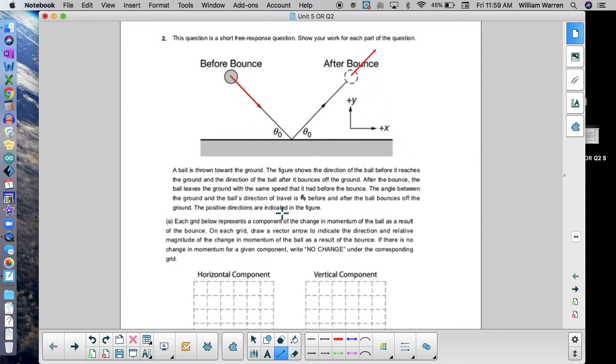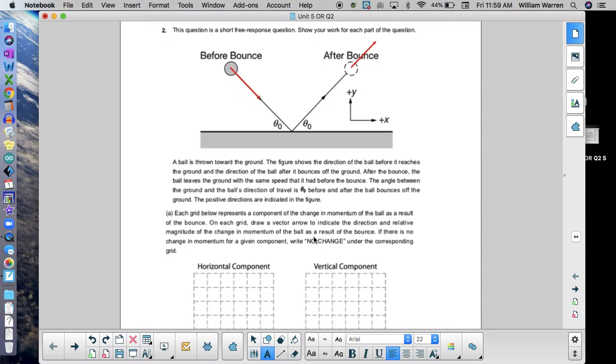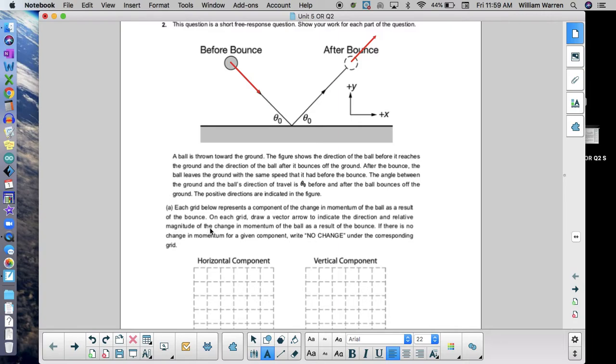So going down here, each grid below represents a component of the change in momentum of the ball as a result of the bounce. On each grid, draw a vector arrow to indicate the direction and magnitude of the change in momentum of the ball as a result of the bounce. If there's no change in a given component, write no change. Okay, well, think about this.